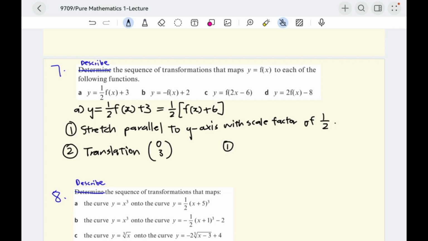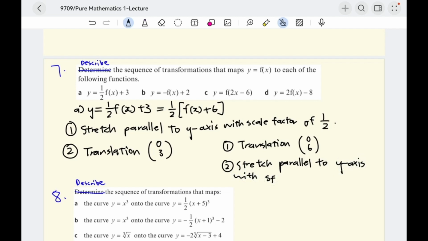You can say that translation (0, 6) and stretch parallel to the y-axis with scale factor of half. Yes, it is also acceptable. But usually if I'm the candidate, I will answer this one, because I'm a former candidate of the A levels.